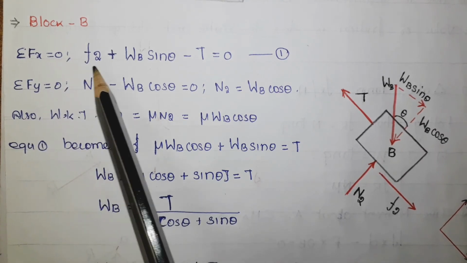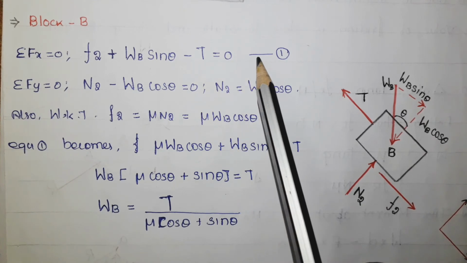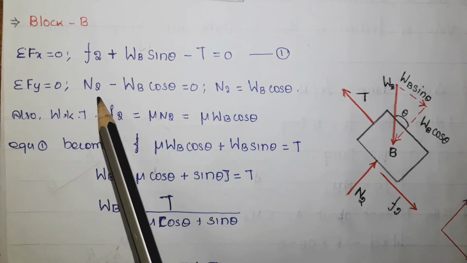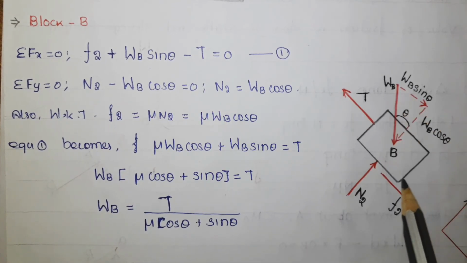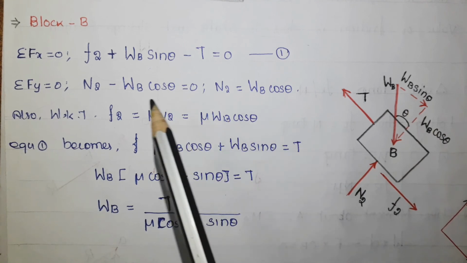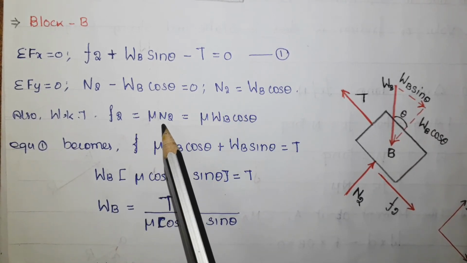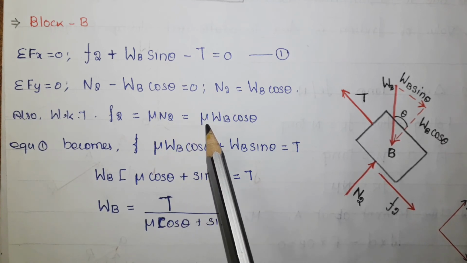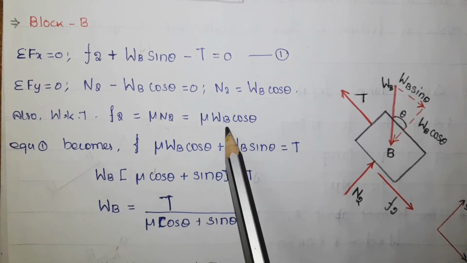This is the first one. I am going to add all the x component forces and equate to 0. This is equation number 1. In the second equation, I am going to consider the y component forces. You just refer to this diagram and note it here. Then the third one is F2 equal to mu into N2, and in place of N2 you substitute the value of this one, WB cos theta. So it will become like this.